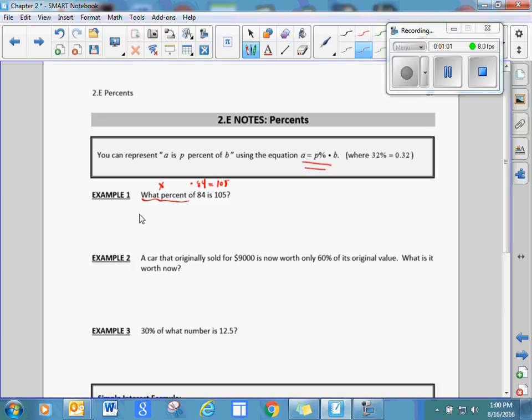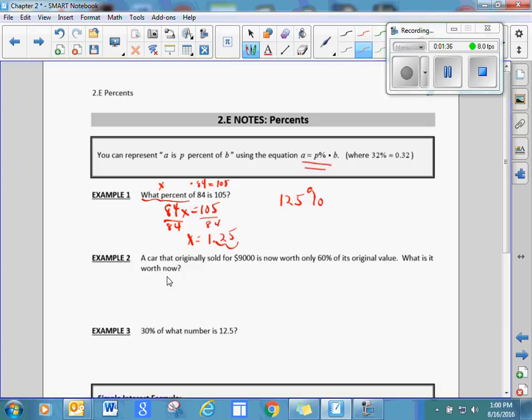So there's your equation right there. We're going to put the coefficient in front. 84x equals 105. When you divide both sides by 84, you end up with 1.25. And that's great, but that's not your answer because 1.25 is a decimal. It's not a percent. So in order to turn this into a percent, we move the decimal point 2 places to the right and add the percent sign. So that's what the first one looks like.